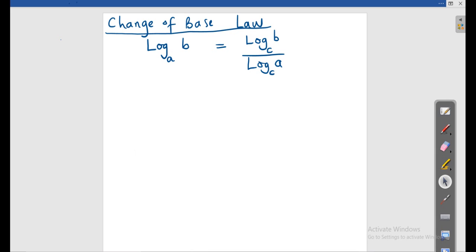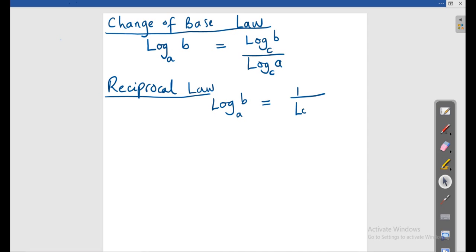Now the other one is the reciprocal. The reciprocal law is that if you have log b base a, it equals 1 over log a base b. Say the difference very well.